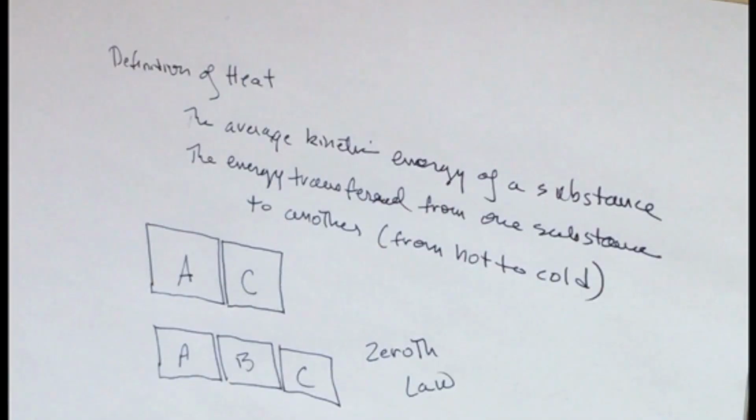What the zeroth law says is very, very simple. If block A is in thermal equilibrium with block B, and block C is in thermal equilibrium with block B, the zeroth law says that block A will also be in thermal equilibrium with block C.